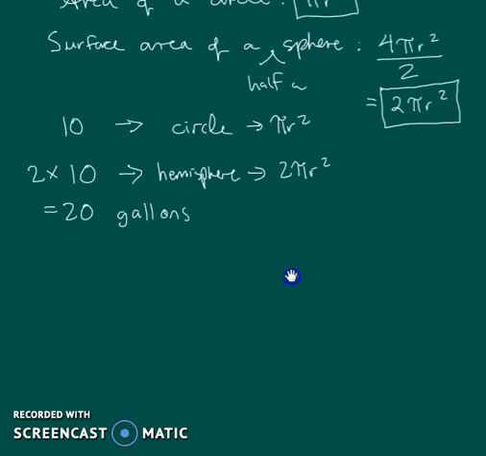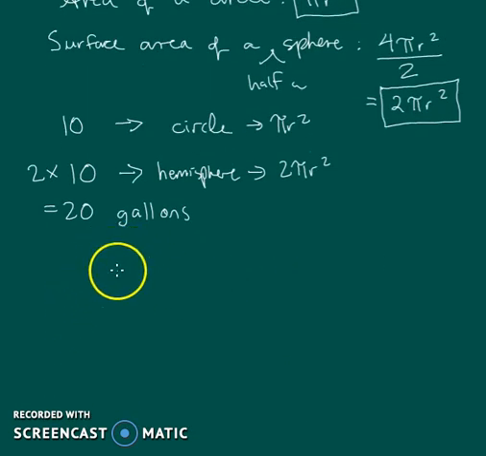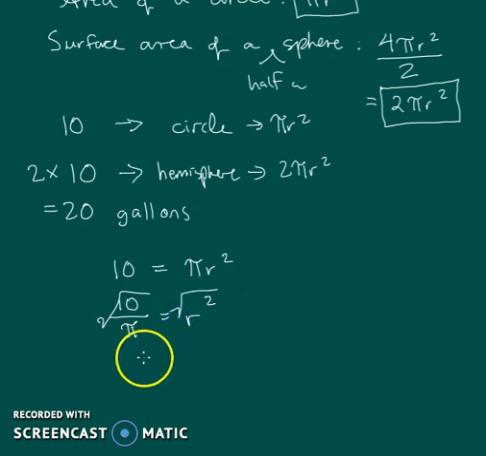If you wanted to do this in a slightly more roundabout way, what you could do is say, okay, so it takes 10 gallons of paint to cover the circle, for which the formula is pi r squared, and then you could find the radius by dividing both sides by pi in order to get 10 over pi equals r squared, and taking the square root of both sides, which would give you that the radius is equal to the square root of 10 over pi.